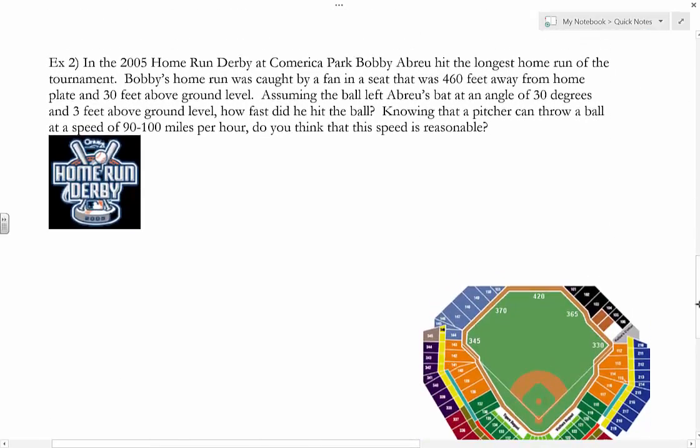Now, this is another one where I looked up everything, so everything is here. I looked up distances. I looked up Comerica Park, everything. So in 2005, Home Run Derby, Comerica Park, Bobby Abreu hit the longest home run of the tournament. His home run was caught by a fan in a seat that was 460 feet away from home plate, 30 feet above the ground. Assuming the ball left Abreu's bat at an angle of 30 degrees and 3 feet above ground level, how fast did he hit the ball? And do you think that that speed is reasonable?